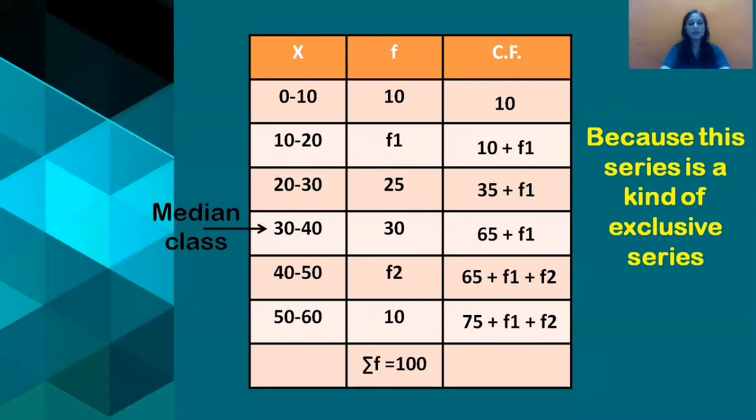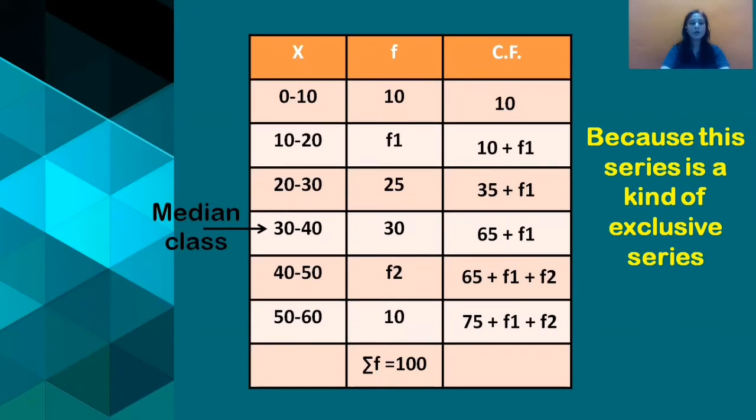Now again the question comes, what is an exclusive series? An exclusive series is that series in which the upper limit of the first class becomes the lower limit of the next class. So you can see here for the x column, every class upper limit becomes the next class lower limit. So that is the exclusive continuous series.